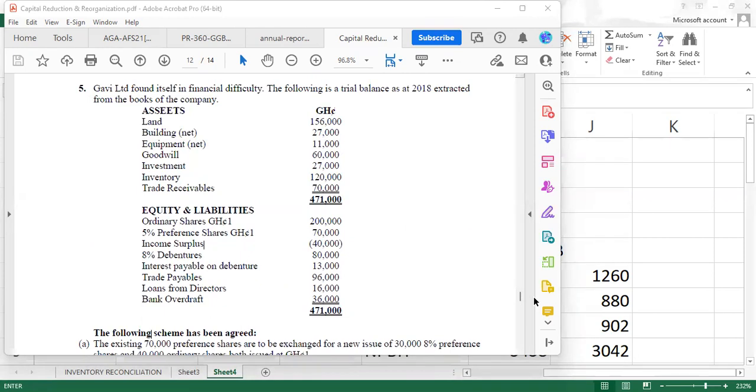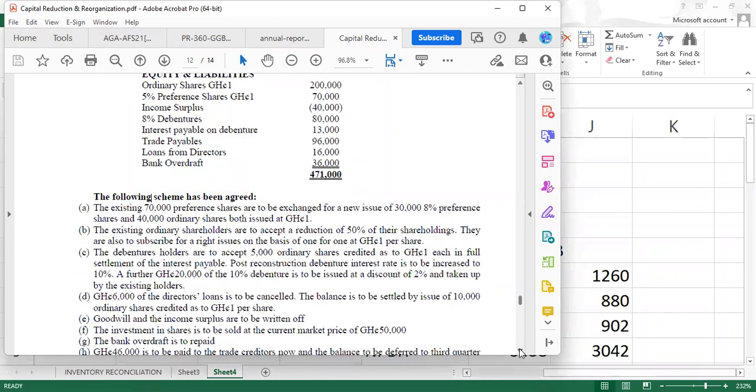Balance brought down to be 36,000. So the new issue now will bring cash. We have ordinary shares here, which will bring additional cash, 200,000 rather. So we are done with that one. That particular thing will not bring anything like gain or loss. They are giving a new issue, so there won't be anything like loss or gain.